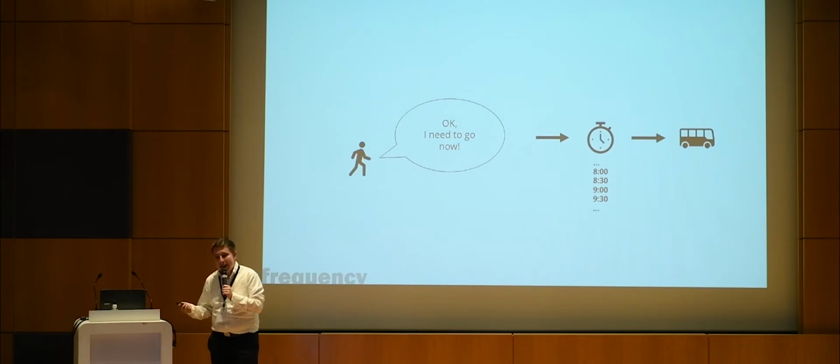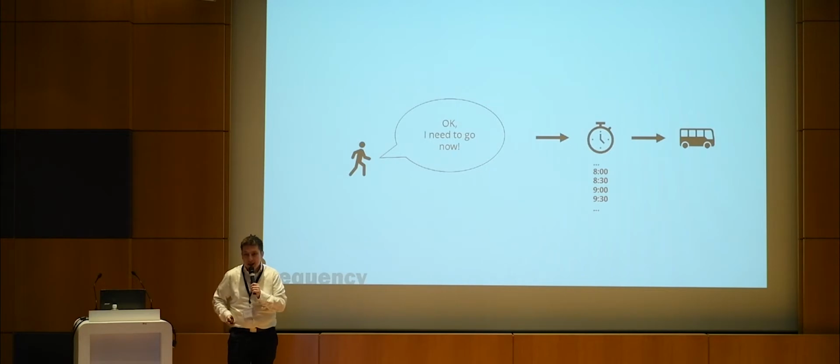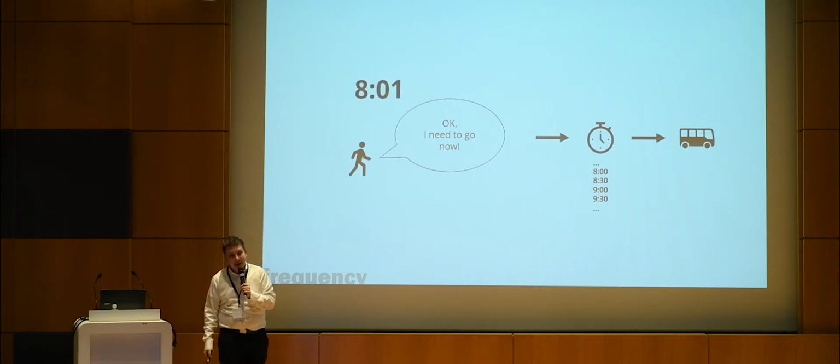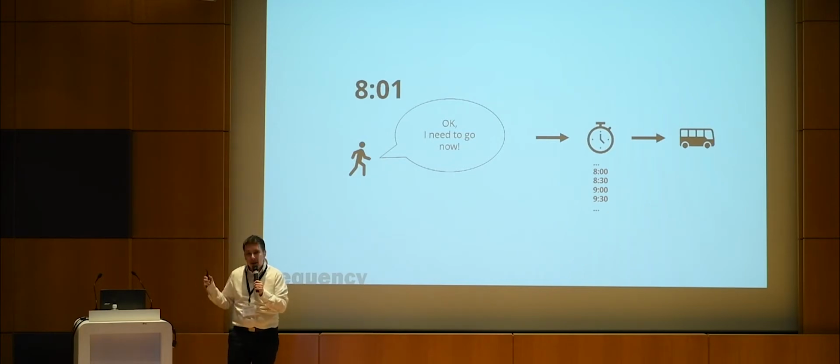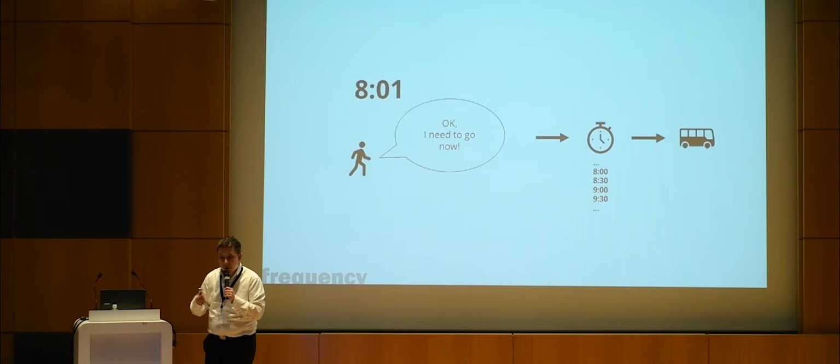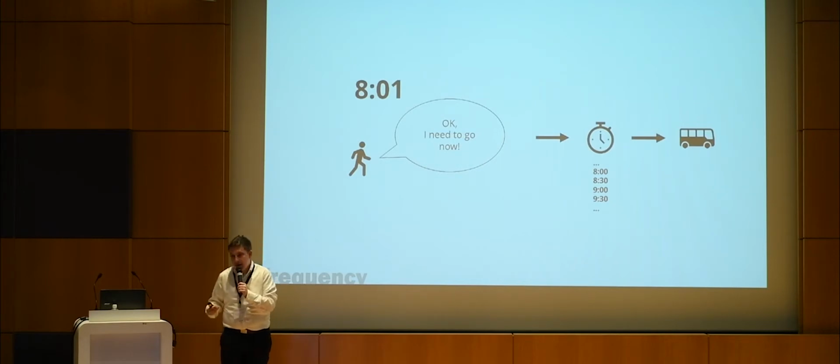The service is coming, let's say, 8 o'clock, 8:30, 9 o'clock, 9:30, etc., regular intervals of 30 minutes. Now let's imagine that now is 8:01. So we go to the stop and we realize that we need to wait for the bus for 29 minutes before we can go. So this phenomenon of not being able to travel when I need to go is the phenomenon that is defined by the frequency of service. At the same time, the more frequency, the more we need the buses, the more we need the drivers, the more it costs to provide the service for public transportation. This is important to understand.